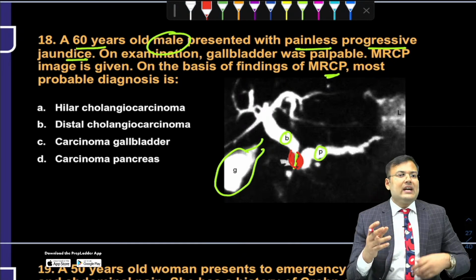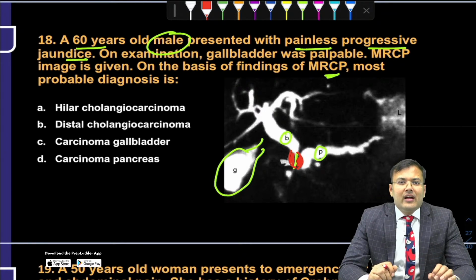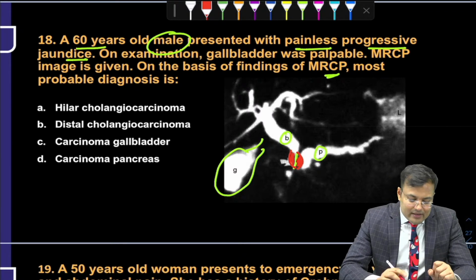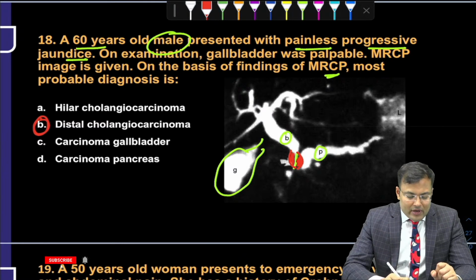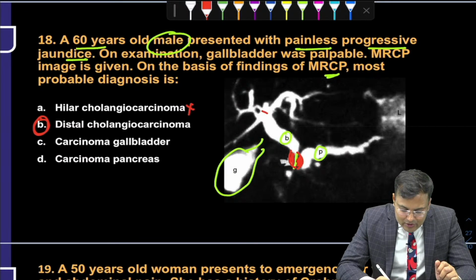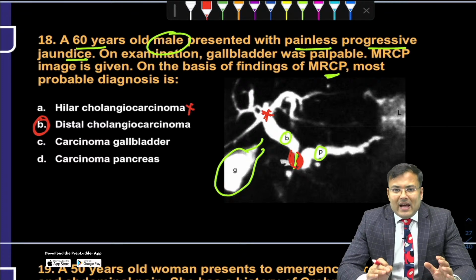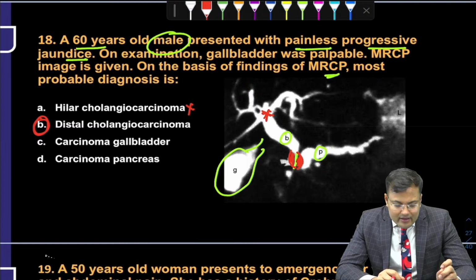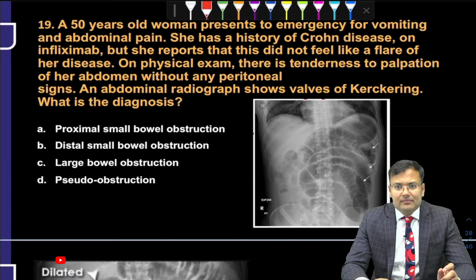It is periampullary carcinoma. In periampullary carcinoma, 4 malignancies are included: ampullary carcinoma, head of pancreas, distal cholangio and duodenal. So what is the correct answer? Here, distal cholangiocarcinoma. Why not hilar cholangio? Because in hilar cholangio, the malignancy is here. So gallbladder is not palpable in hilar cholangio, but it is palpable in distal cholangio. So most of you are correct. It is B. Now read the question number 19 and tell me the correct answer.